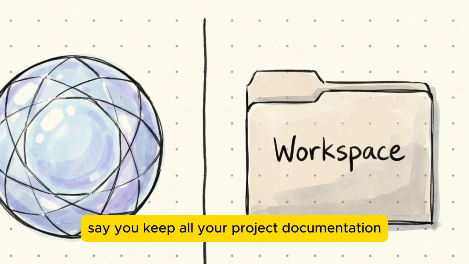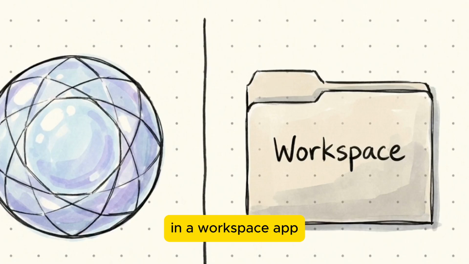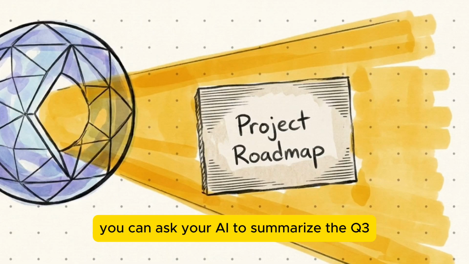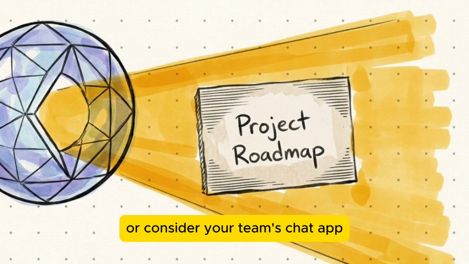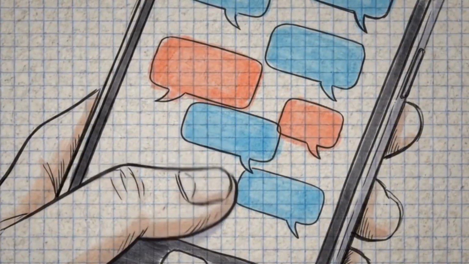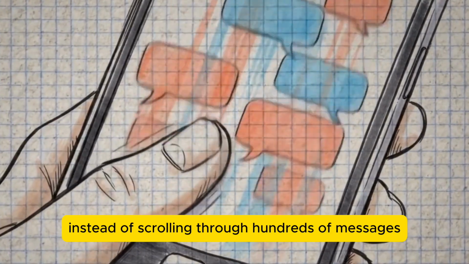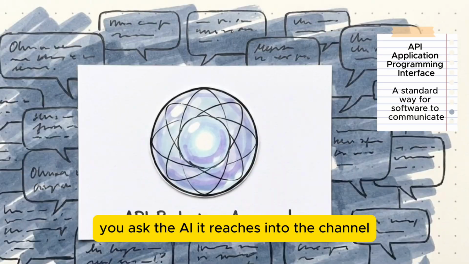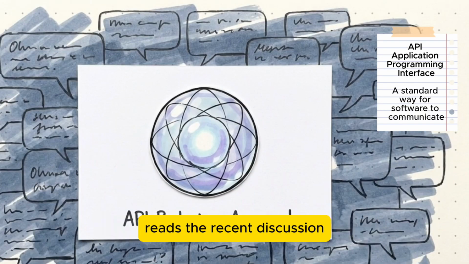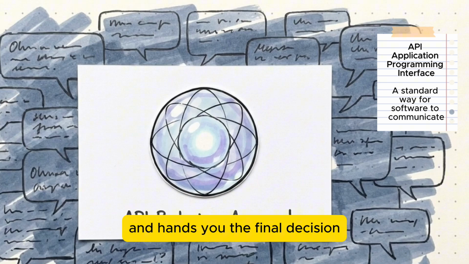Say you keep all your project documentation in a workspace app. You can ask your AI to summarize the Q3 launch requirements, and it will pull the actual current document to generate that summary. Or consider your team's chat app. Instead of scrolling through hundreds of messages to figure out what was decided about an API redesign, you ask the AI. It reaches into the channel, reads the recent discussion, and hands you the final decision.